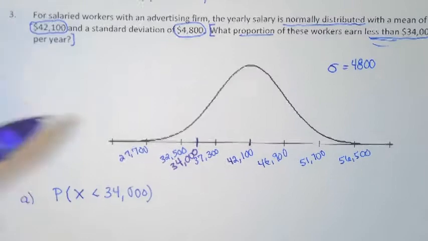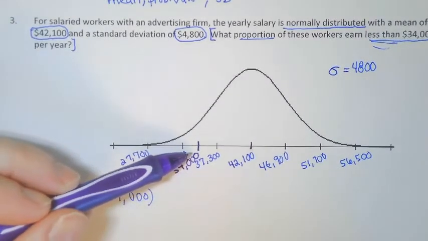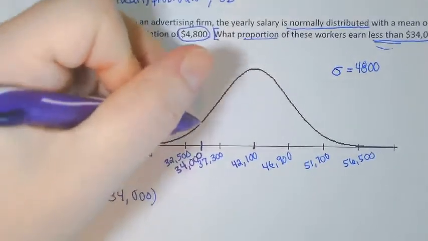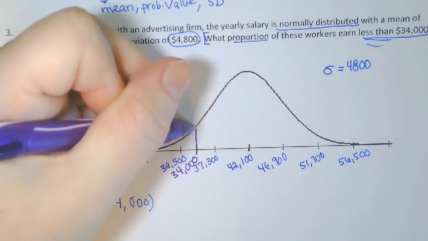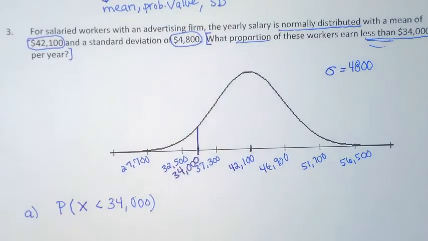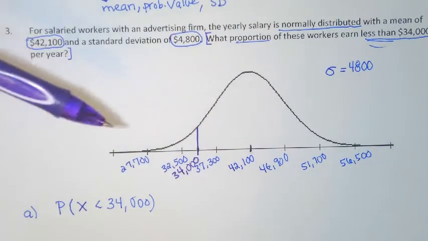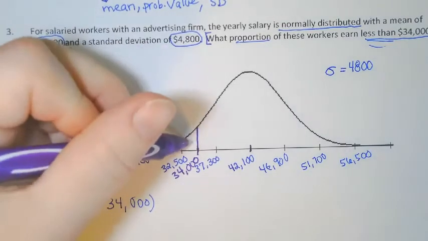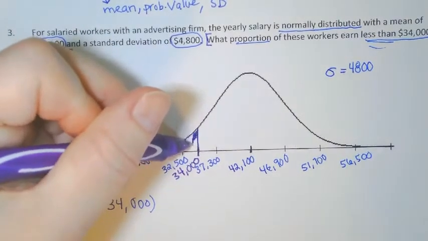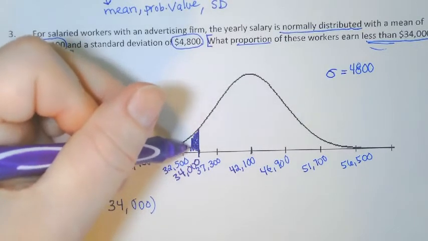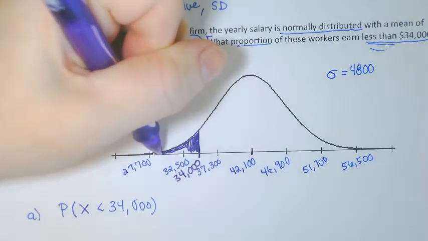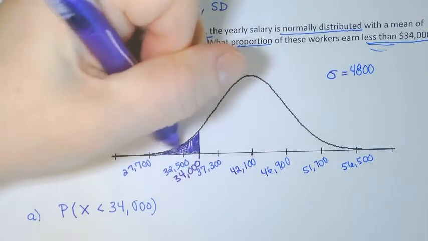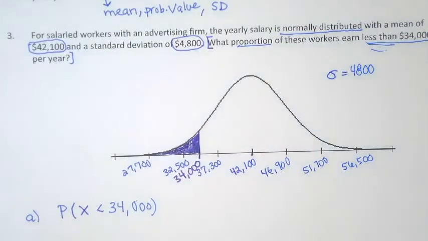So we just labeled where 34,000 would be. I'm going to make a vertical line up to the top of the normal curve at that spot. And because we're looking for less than 34,000, I'm going to shade the area to the left, or the values that are, in fact, less than $34,000. Okay.